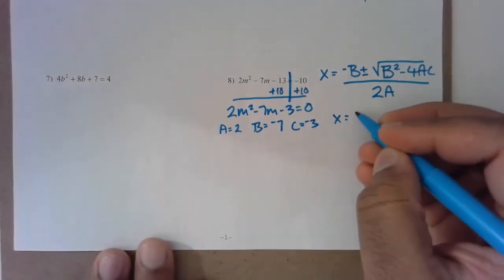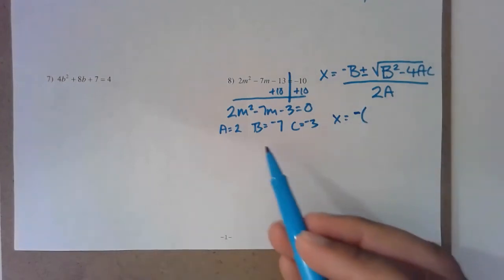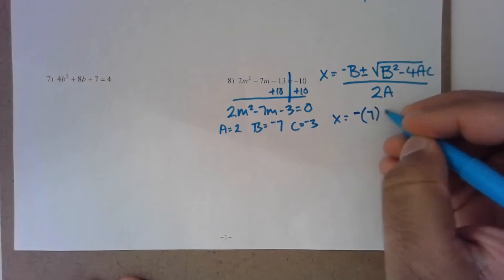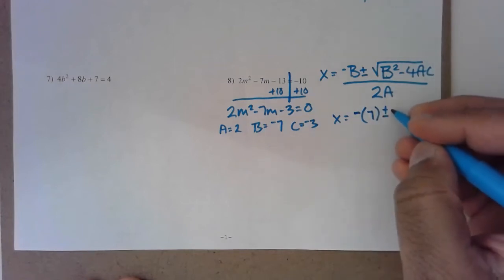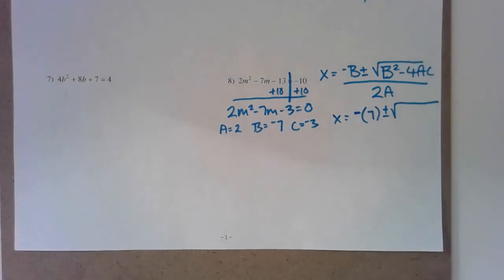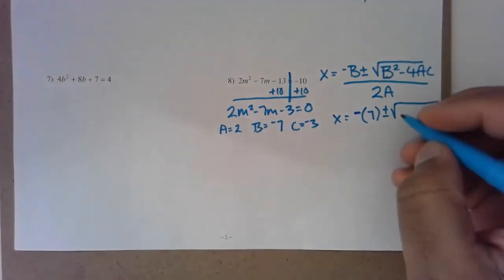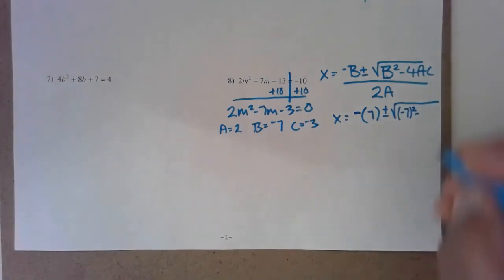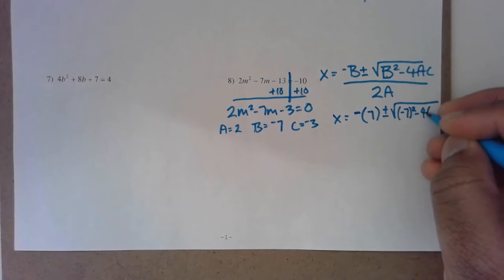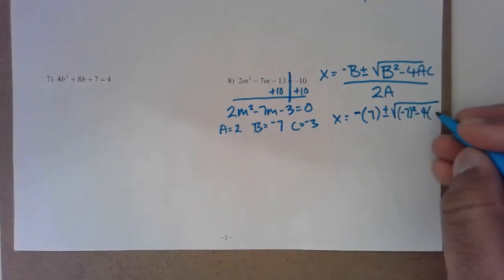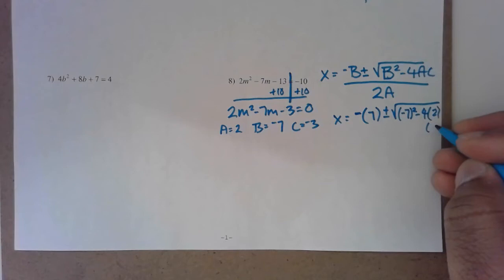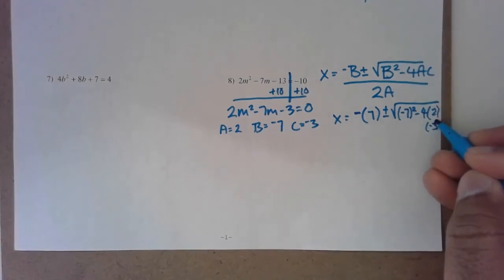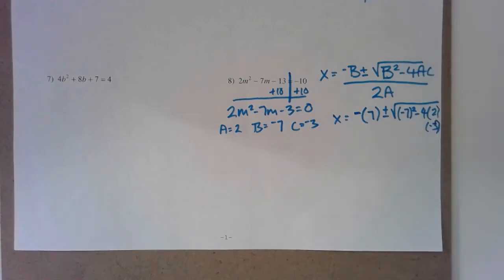So x equals negative, so that B is going to be a -7 here. So I'll have -7 plus or minus. Let's see if I can squeeze this one in here. This is going to be a challenge. So I'm going to have a -7 squared for my B, and then -4 parentheses. I don't think I'm going to get them all the way here. So I have 2, and then that's going to be multiplied by the -3 here. So didn't quite get it all in there like I did in the previous problem, but oh well.